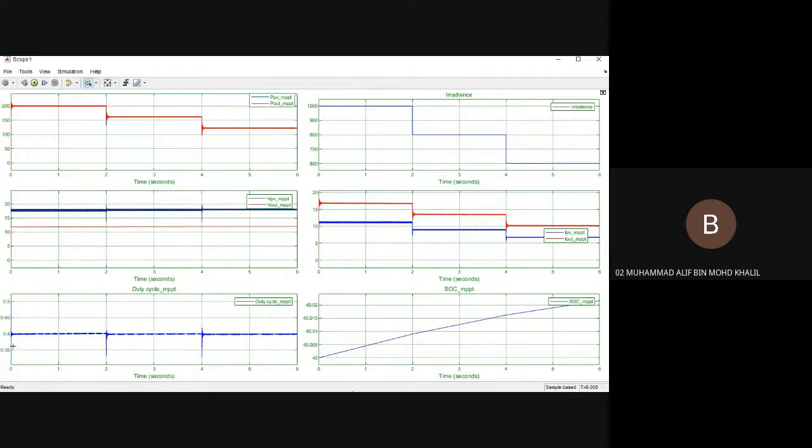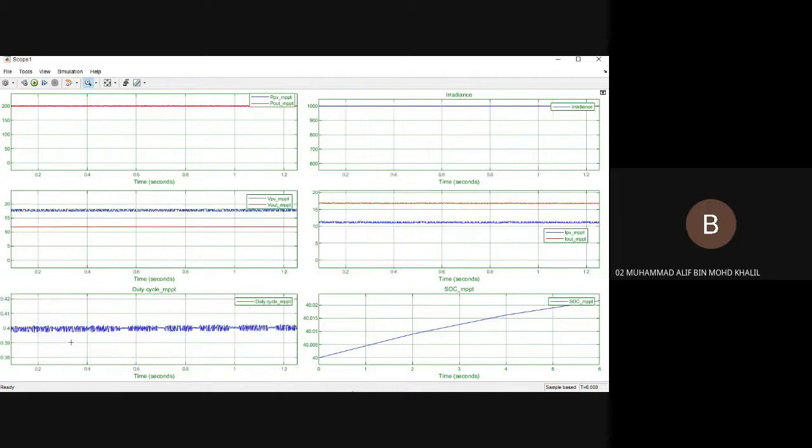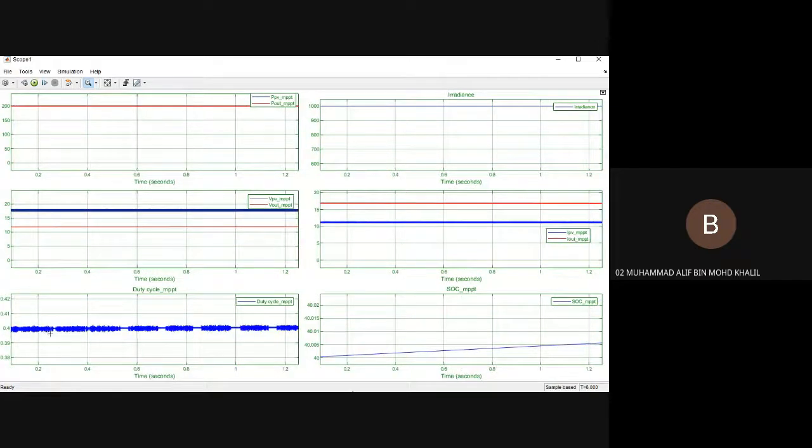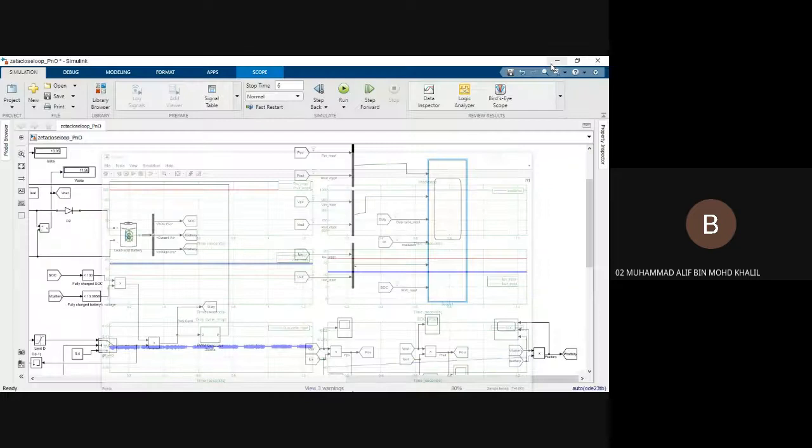So as you can see, it is varying, means that it will keep varying in order to control the MPPT. So the voltage at the PV module will stay at the MPP, maximum power point, and the power reaches the MPP, which is the maximum power point. So that's it for the P&O algorithm.